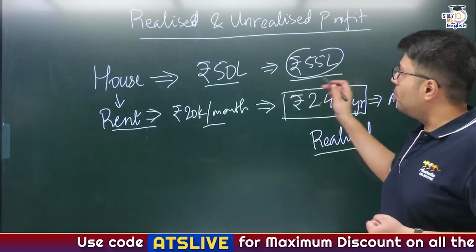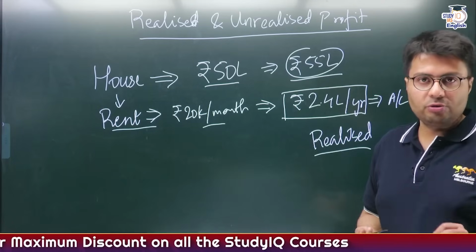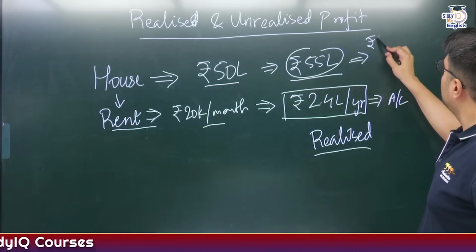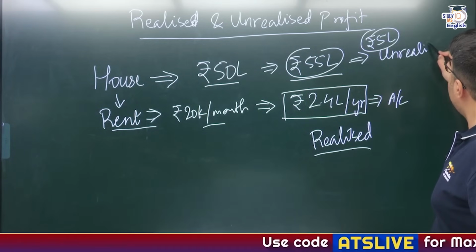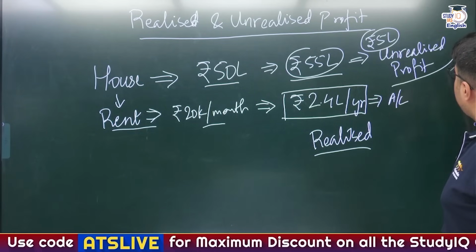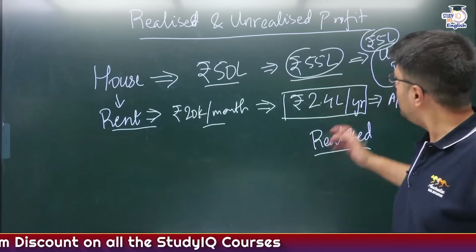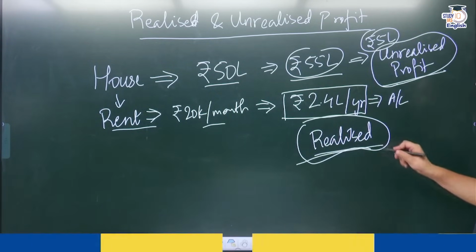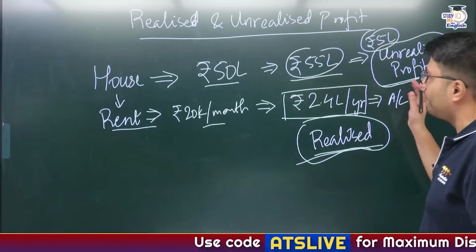Now I told you, although the price of your house in the market increased, you decided not to sell this house, right? So this increase of 5 lakh rupees worth of profit, which you haven't realized in the market, is called unrealized profit. And you will not realize this profit unless you decide to sell this house in the market. So this is called unrealized profit, and the rental income that you were getting in your hand in the form of cash or in your bank account is the realized profit.